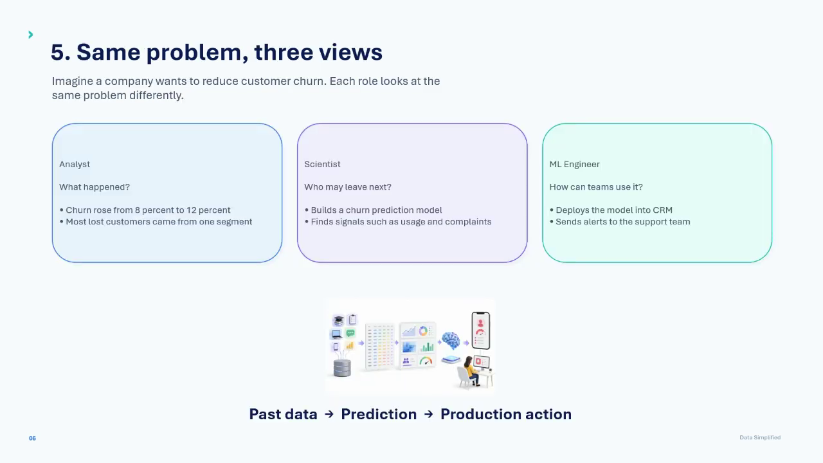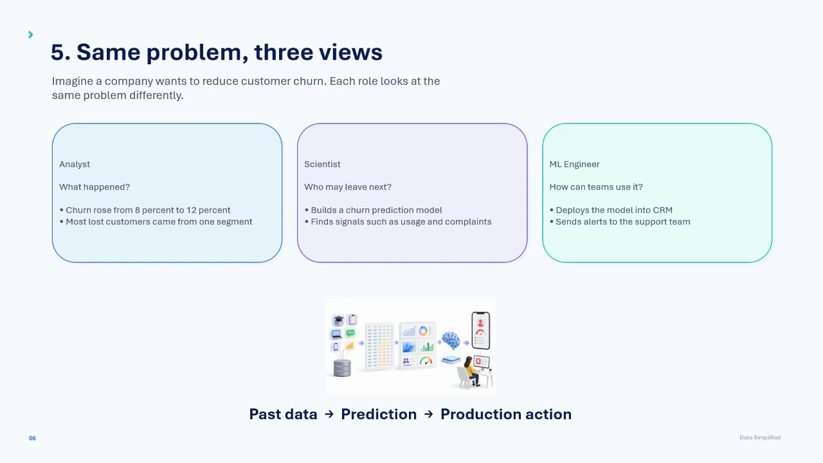Now, the same problem with three different views. Let us take one problem to compare all three roles. Imagine a company wants to reduce customer churn. Churn means customers stopping or leaving the service. First, the data analyst studies past records. The analyst may discover that churn increased from 8% to 12% and that most lost customers came from one customer segment.